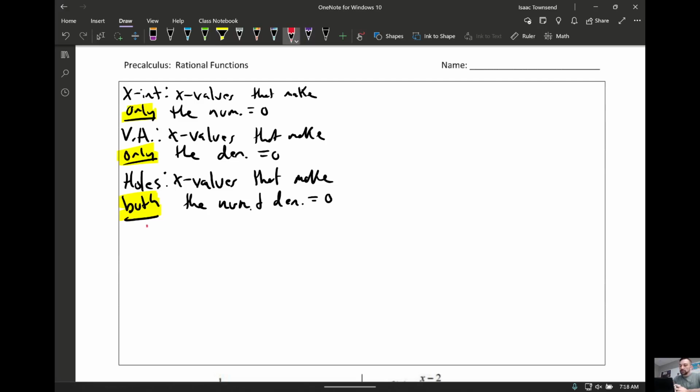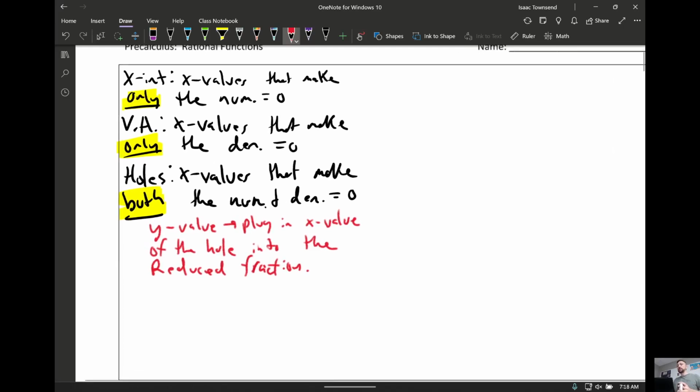Now for holes, we will also have to find its y value. So last class we talked about to find the y value, you're going to plug in the x value of the hole into the reduced fraction. Now I'm putting this one in a different color because that's one that tends to not stick as well with students. What you guys are going to see when we start looking at these questions down here is question one might have an x-intercept, but then the next two or three questions may not have x-intercepts.